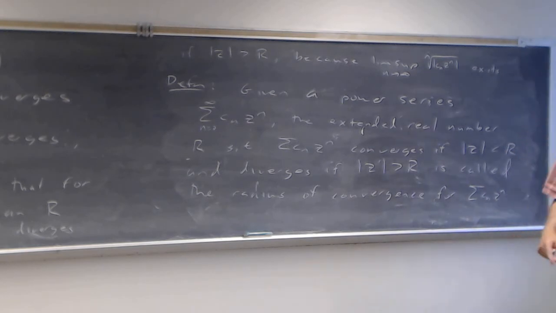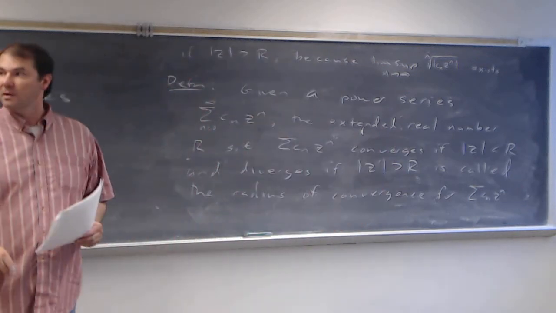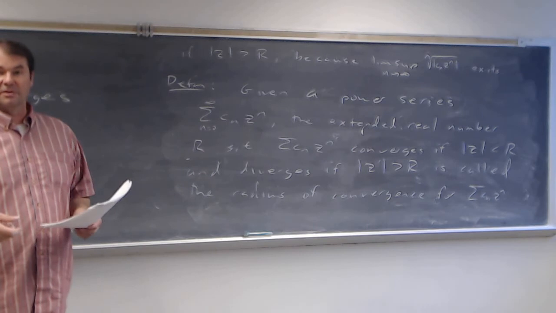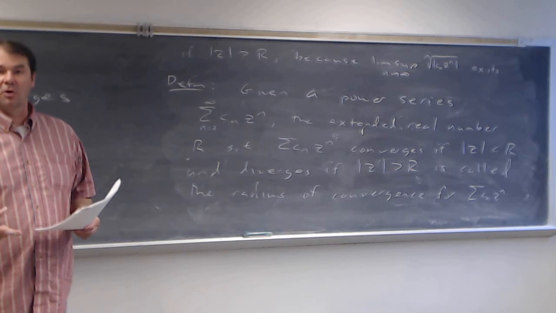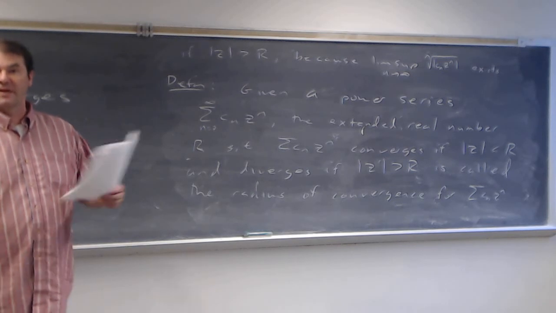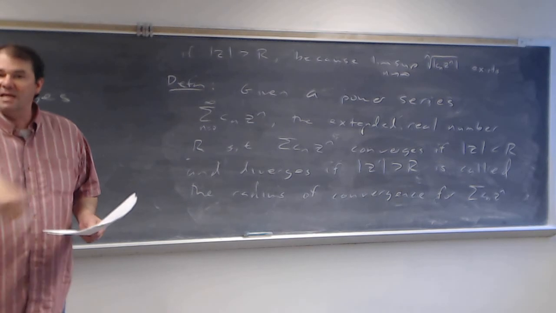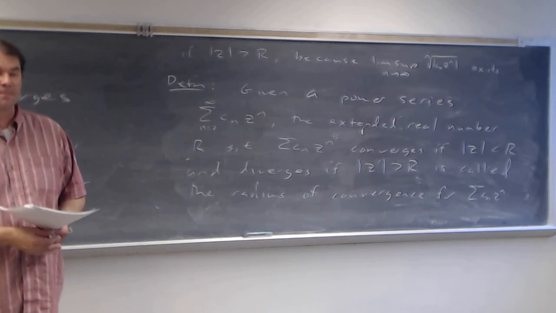So kind of thinking in the complex plane, essentially what we're doing is we're drawing a circle centered at the origin whose radius is R, and everything within that circle, every complex number within that circle, that power series will converge, and everything outside that circle, the power series will diverge. And we're not saying what happens on the border of the circle. Okay? It might converge, it might diverge.